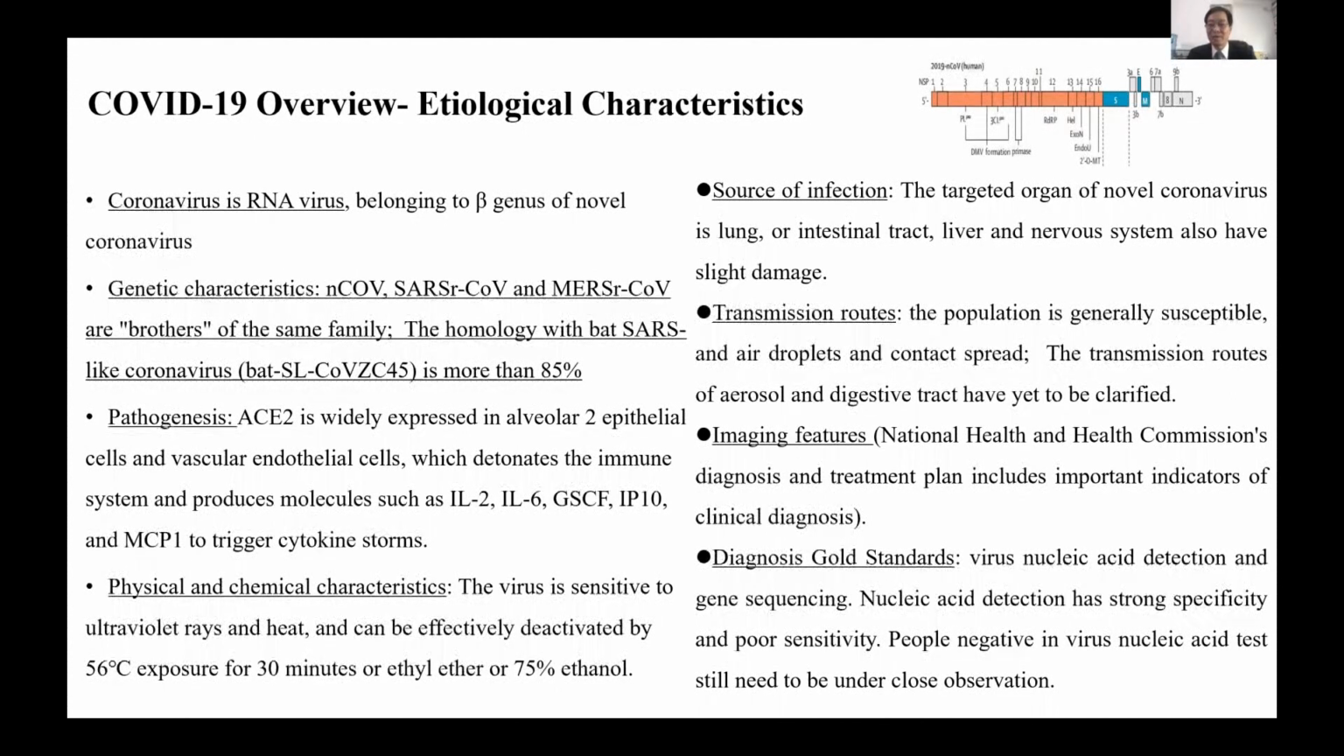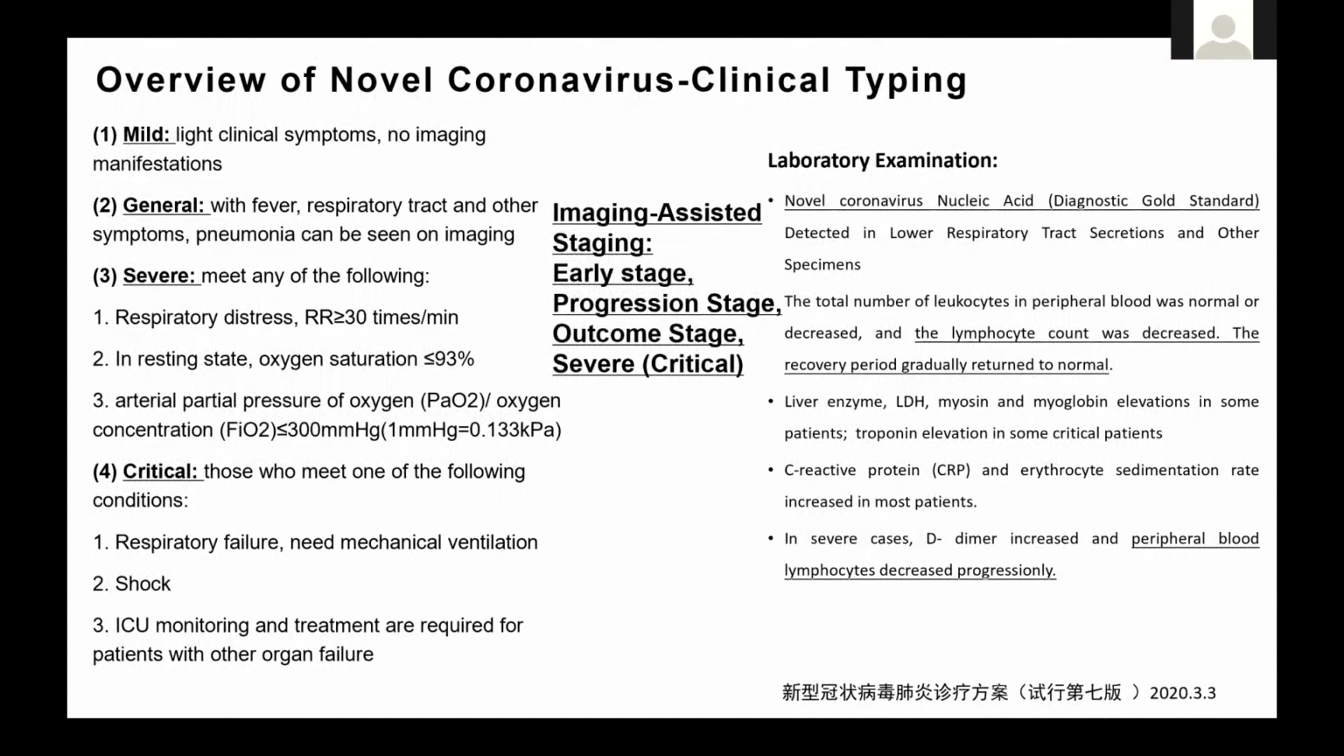Image features: the National Health Commission's diagnosis and treatment plan included them as important indicators of clinical diagnosis. The diagnosis gold standards are nucleic acid detection and gene sequencing. Nucleic acid detection has strong specificity and poor sensitivity. People who are negative in various nucleic acid tests still need to be kept under close observation.